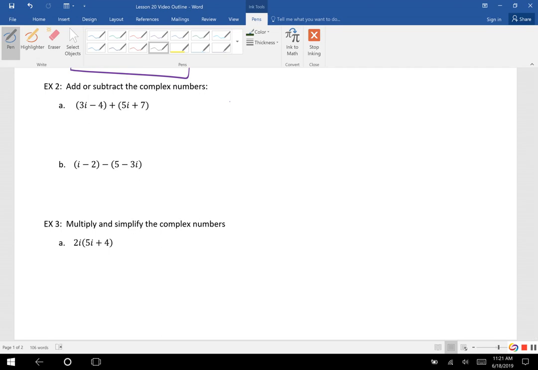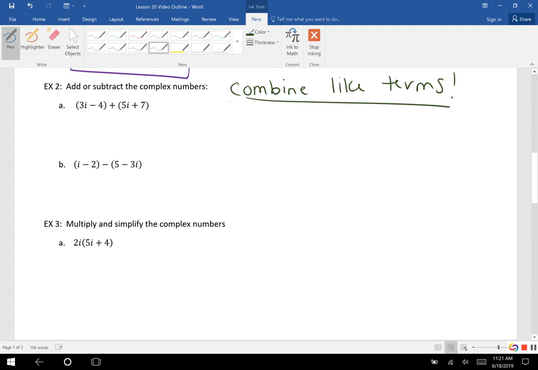And so the next thing I want to talk about is some of the operations we can do with complex numbers. We'll start with addition and subtraction. And the idea is you can only add the real parts, and you can only add the imaginary parts. And so when you add or subtract complex numbers, it's a lot like combining like terms. You add the i's together and the numbers without i's together. So 3i plus 5i is 8i, minus 4 plus 7 is 3.